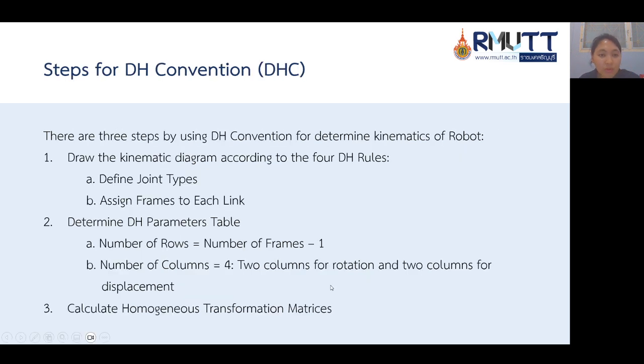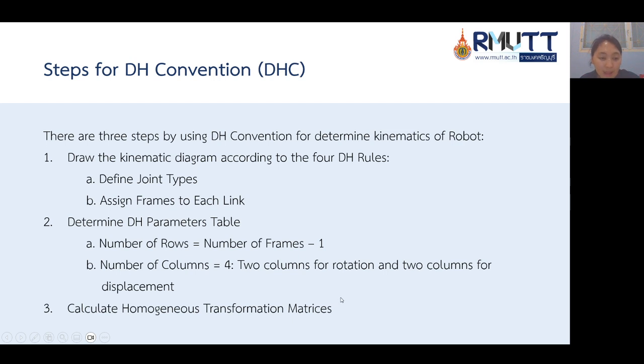The steps for the DH convention. There are three steps by using the DH convention to determine kinematics of a robot. The first is to draw the kinematic diagram according to the 4 DH rules. And there are two parts: A, define joint types, and B, assign frame to each link.